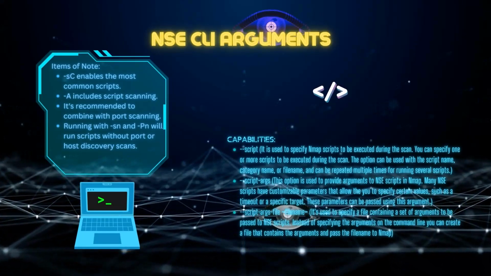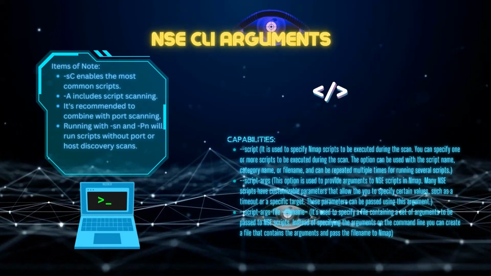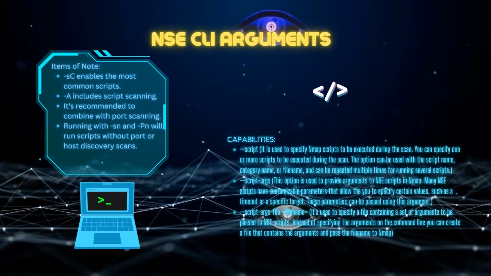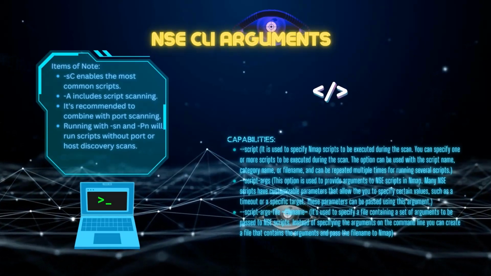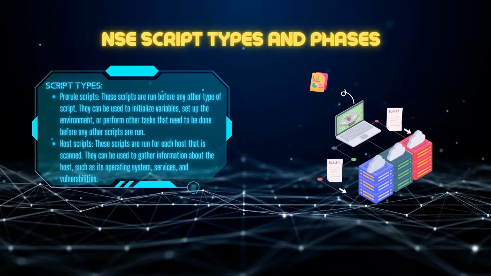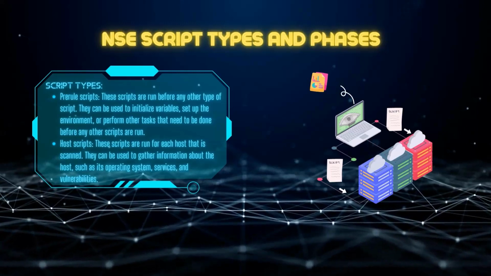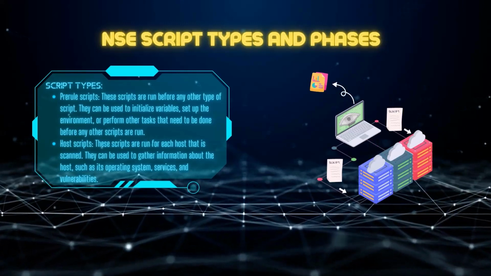--script-update-db is used to update the script database used by Nmap's scripting engine. This database includes information about all the scripts available in Nmap, as well as the details about the arguments, categories, and dependencies. Let's talk about NSE script types and phases. NSE scripts are classified into 4 types based on their target and scanning phase in which they operate. Some scripts can even support multiple types of operations.